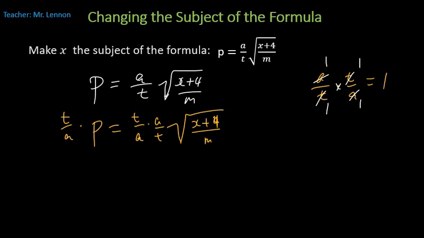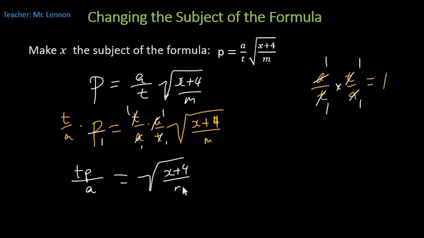Now if you notice that A cancels out A, T cancels out T. So T into T goes once, A into A goes once. And so this allows us to have T over A times P. And we can write this by putting the P over 1 as TP, or PT over A, because A times 1 is A, equals the square root of x plus 4 over m.